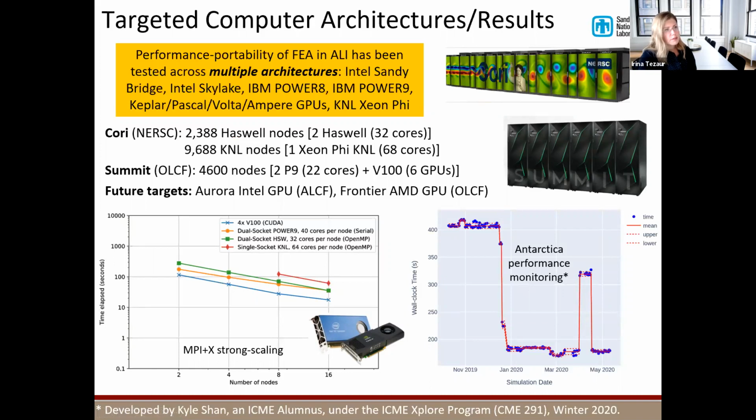And so we've been able to run the code successfully with reasonable scaling across a variety of architectures, including GPUs: Intel Sandy Bridge, Intel Skylake, IBM Power 8, Power 9, Kepler, Pascal, Volta, Ampere GPUs, KNLs and so on. We're already running the code on Summit, the largest supercomputer, having this Power 9 architecture and Volta GPUs, and really, going forward, the future is GPUs. So future targets will include some of the up and coming machines at the labs: Aurora, which will have Intel GPUs at Argonne, and Frontier, which will have AMD GPUs at Oak Ridge.